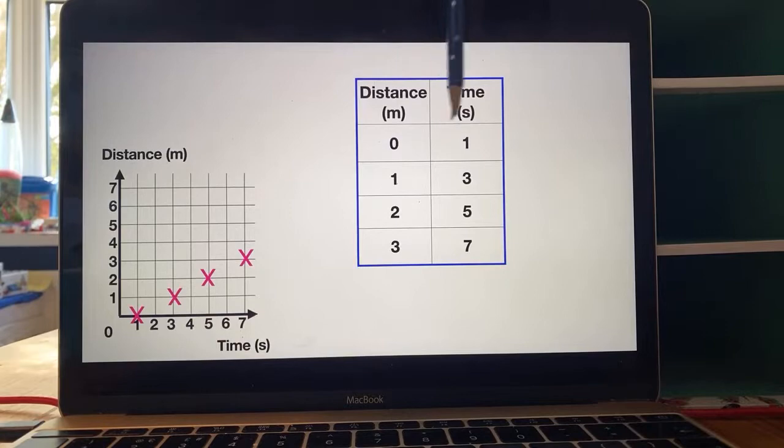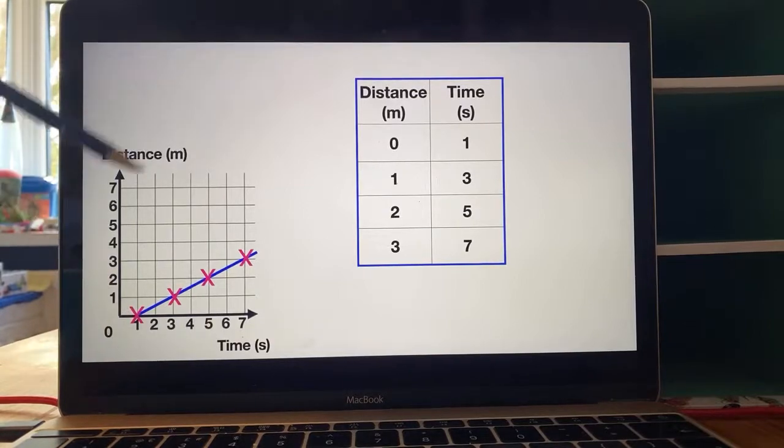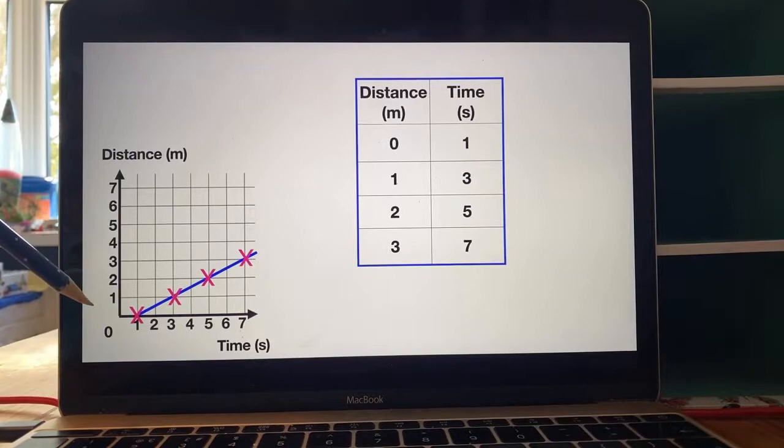Well, it doesn't really matter if you can't do the maths, because if you've done a good enough sketch, you should have been able to draw a straight line through all the points. So you would know, yeah, it is going at a constant speed, because it's a straight line distance time graph. So it must have been. And it was, wasn't it? Yeah. After 3 seconds, it had gone 1 metre. After 5 seconds, yeah, it's fine.